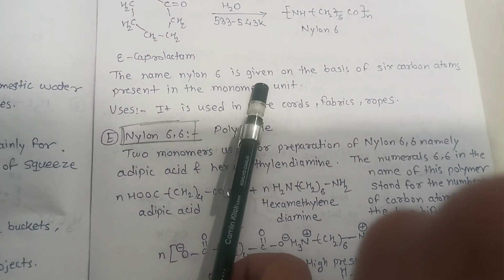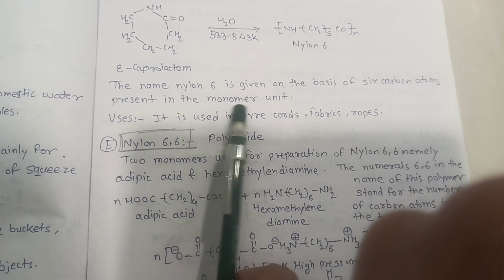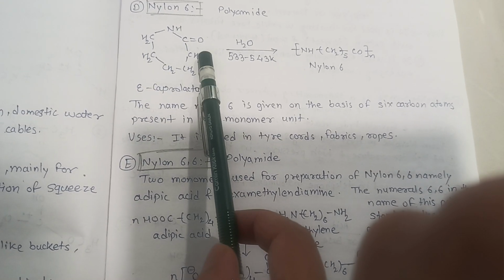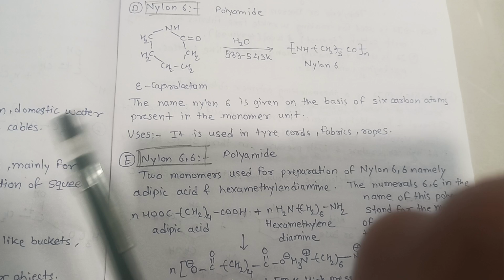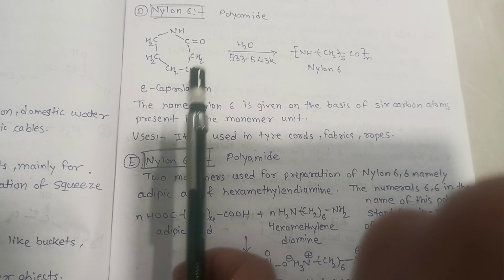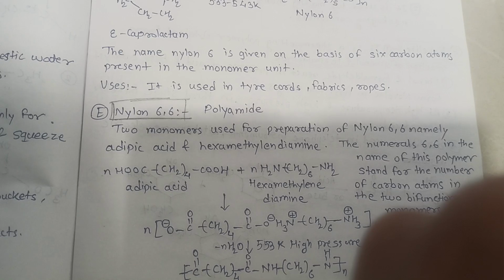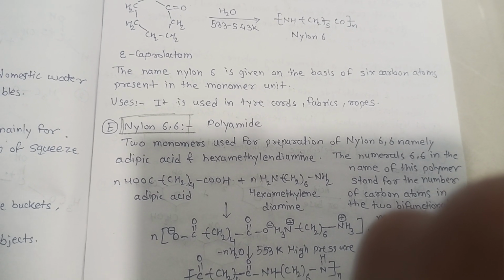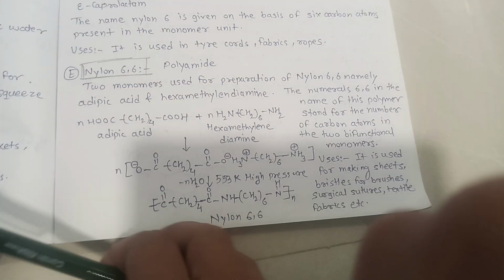The name nylon 6 is given on the basis of 6 carbon atoms present in the monomer unit. So you can count here, total 6 carbon atoms are present along with C double bond O, and that's why the name of this is nylon 6. So that 6 is given for 6 carbon atoms. Uses: it is used in tire cords, fabrics and ropes.